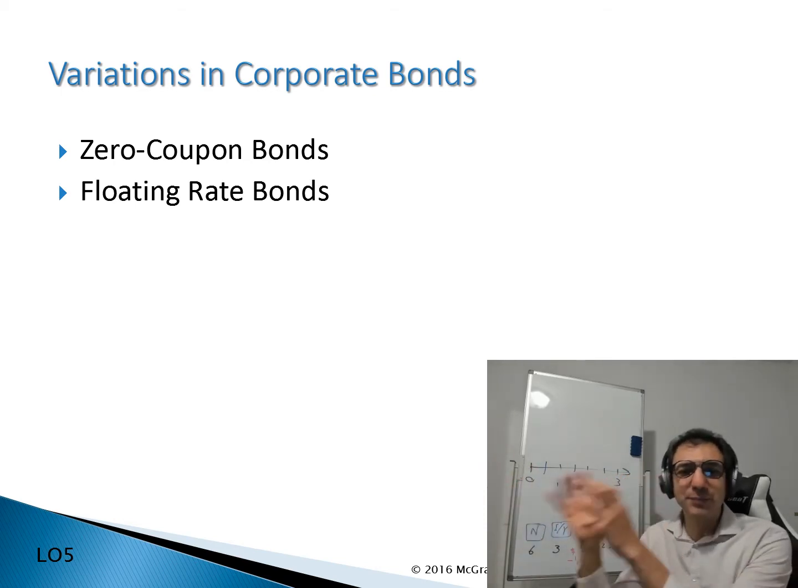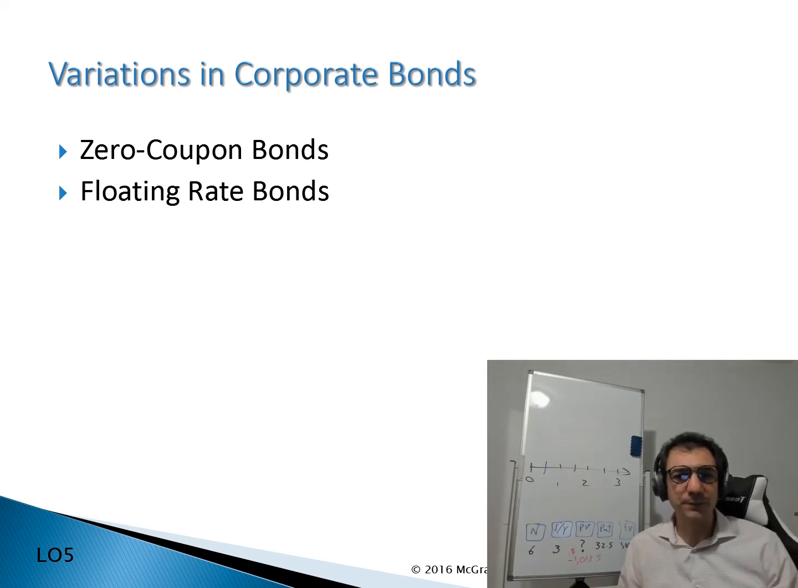Just find the present value of that amount and discount it back for 5 years.